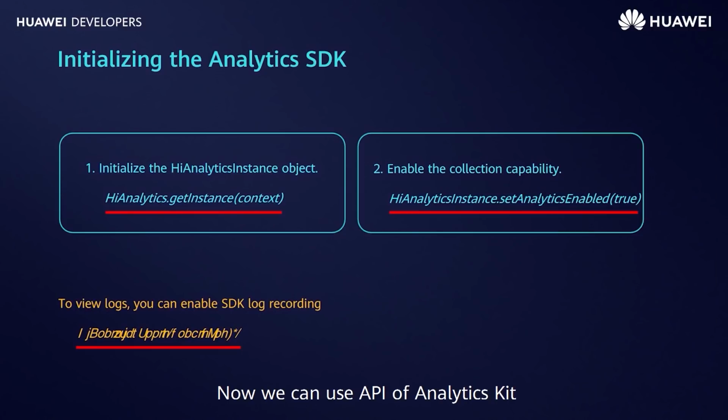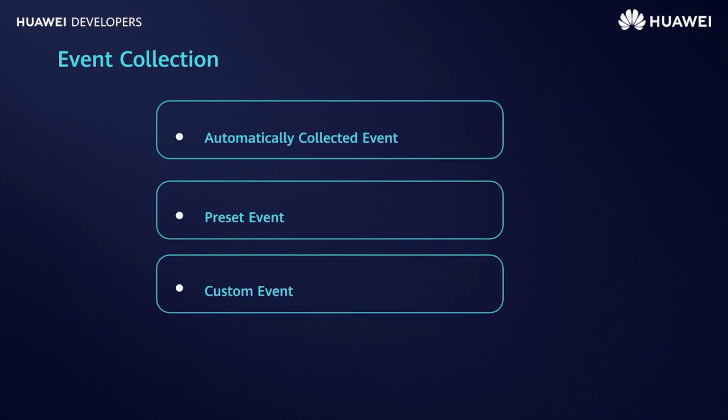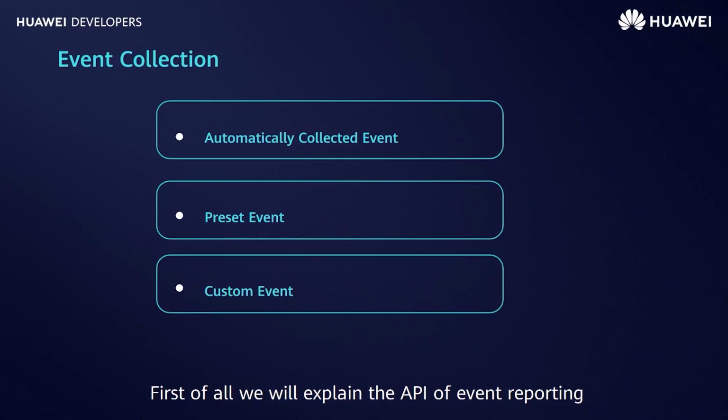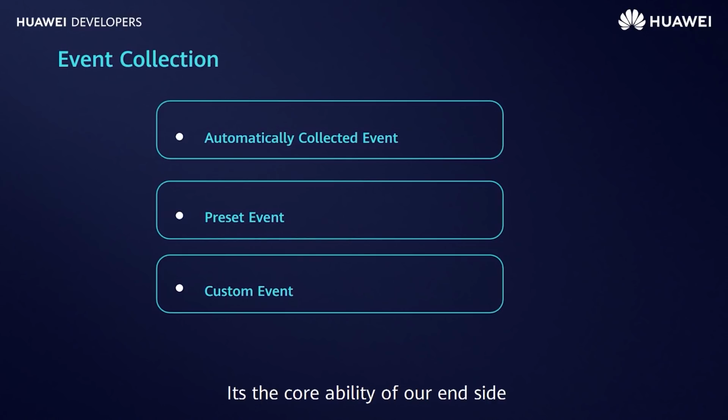Now we can see the API of Analytics Kit. First of all, we will explain the API of event reporting. It's the core ability of our end side. Event reporting at the end side can be divided into 3 ways.